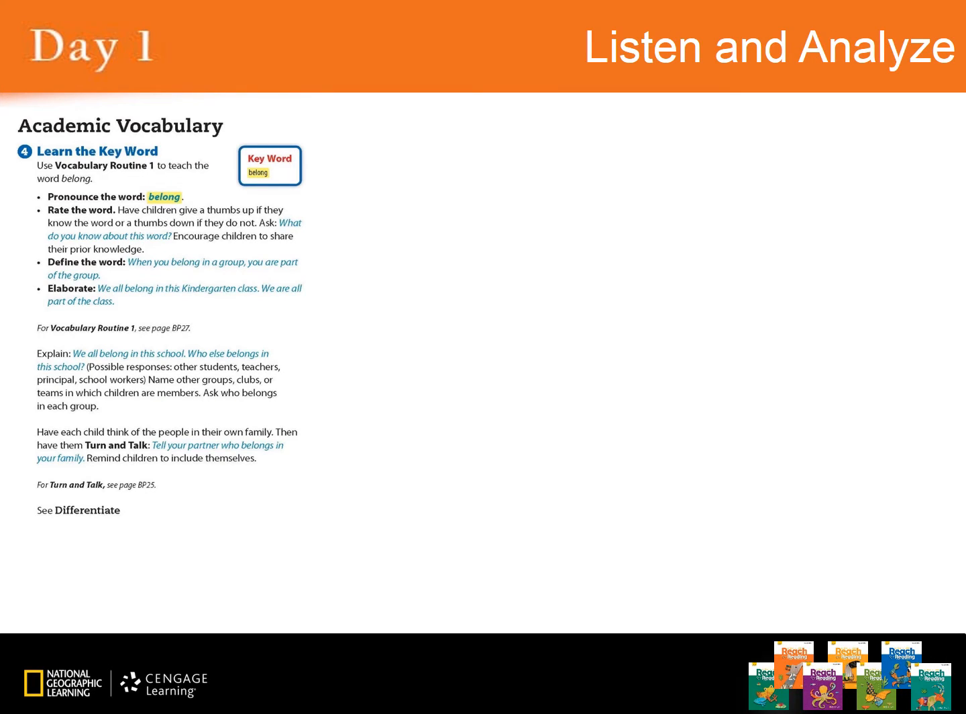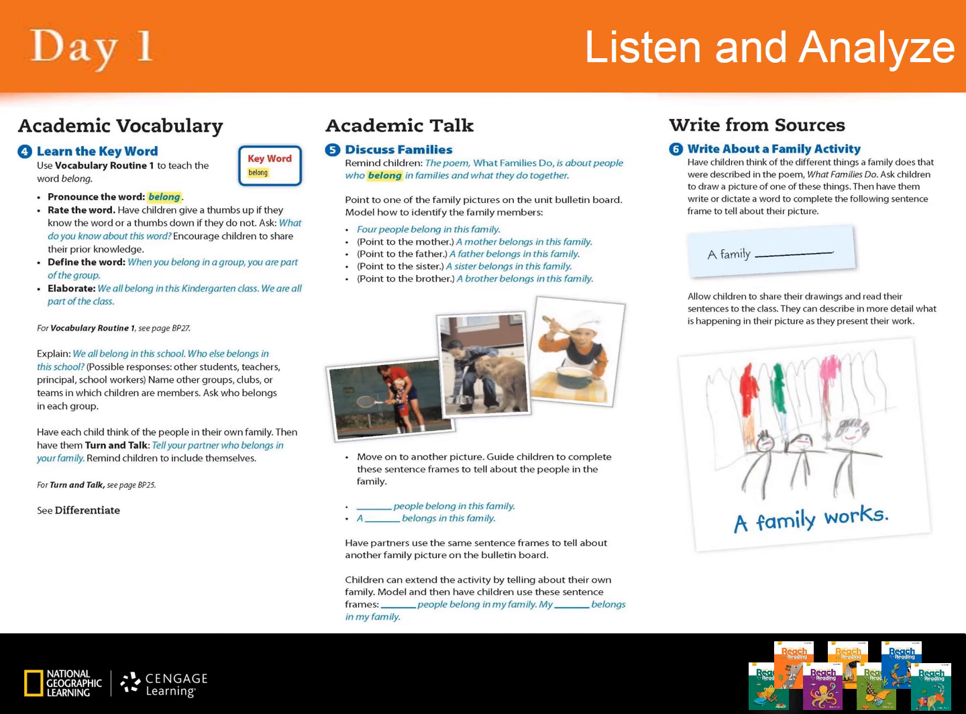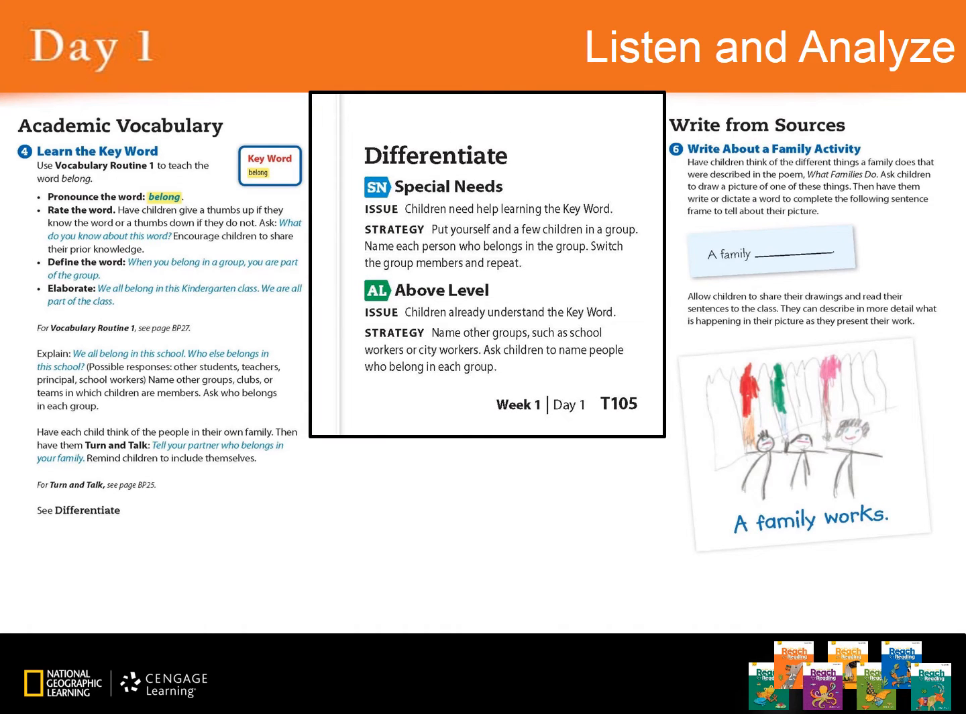The next part of day 1 is to learn the academic vocabulary. Use vocabulary routine 1 to introduce the words. Next, it's time to discuss with an academic talk activity and have students write from sources using a language frame. Opportunities for differentiation are built right into your Teacher's Edition. You will see these differentiation opportunities throughout the lessons. Differentiation strategies are provided for English learners, students with special needs, students that are above level, and more.